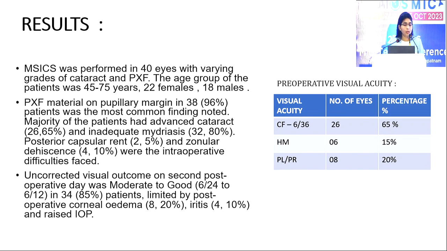In results, manual small incision cataract surgery was performed in 40 eyes with varying grades of cataract and pseudoexfoliation. The age group of patients was 45 to 75 years, including 22 females and 18 males. Pseudoexfoliative material on the pupillary margin was noted in 38 patients out of 40, which was the most common finding. Majority of patients had advanced cataract and inadequate mydriasis in 80% of patients.